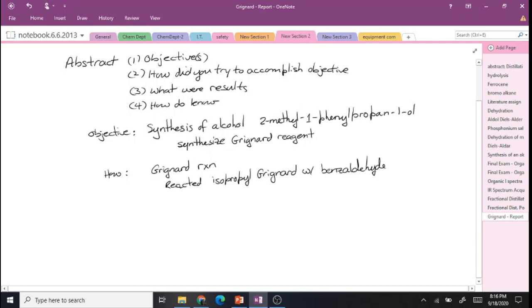But also, again, you had to make the Grignard reagent, so you would need to specify that was synthesized by reacting 2-bromopropane with magnesium metal. And again, we don't just say an alkyl halide, we specify the specific one that we used. So we are identifying our reactants by name and the reaction type.